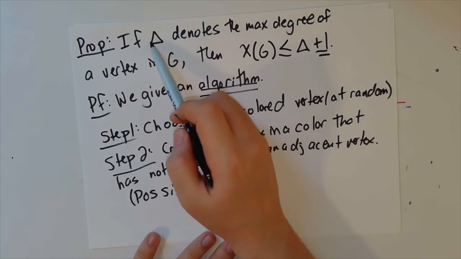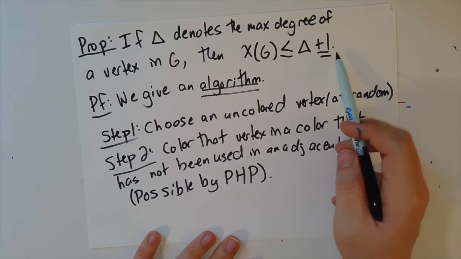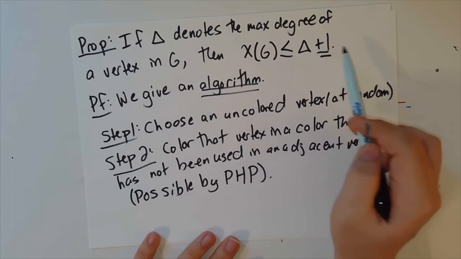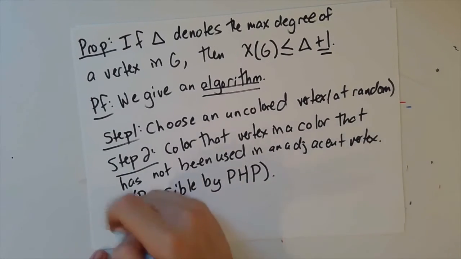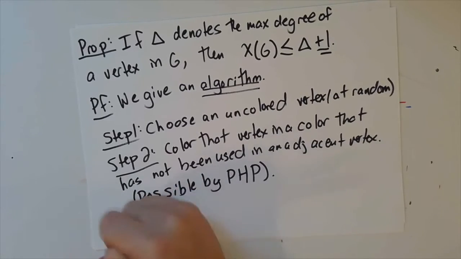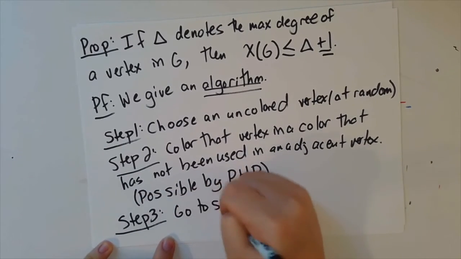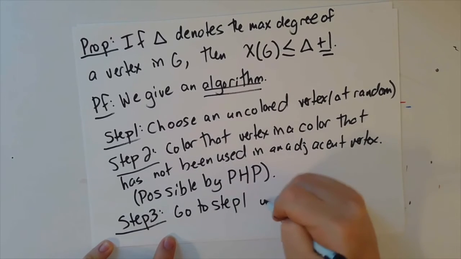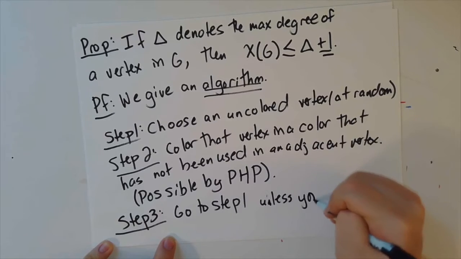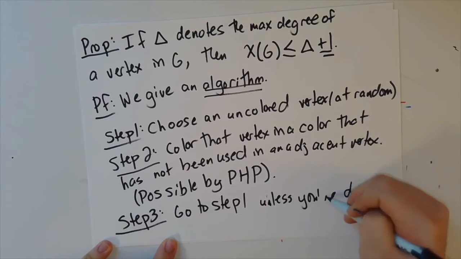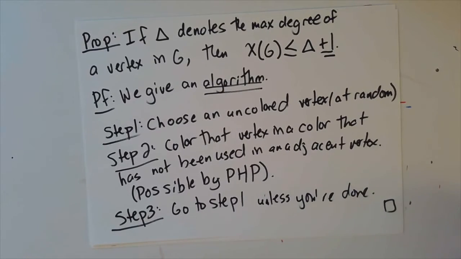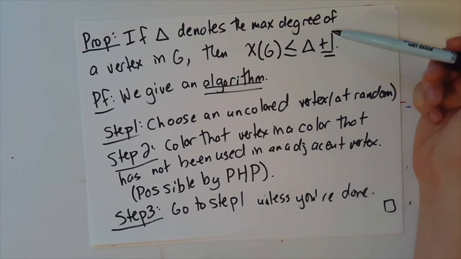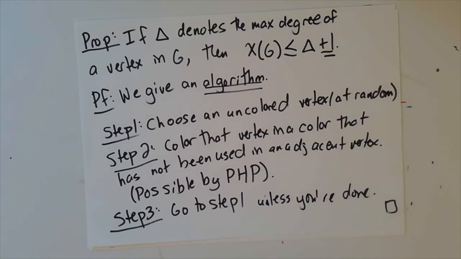Notice, this plus 1 here really came exactly from the pigeonhole principle. Namely, I have delta as the maximum degree, so I really need delta plus 1 as my number of colors in order to use this sort of algorithm. And then step 3 is just go back to step 1, unless you're done. If you are done, well, then you're done. But in this fashion, one at a time, we color every vertex in the graph, and we do it in a way that does not break the rule that you're not allowed to color adjacent vertices the same color.